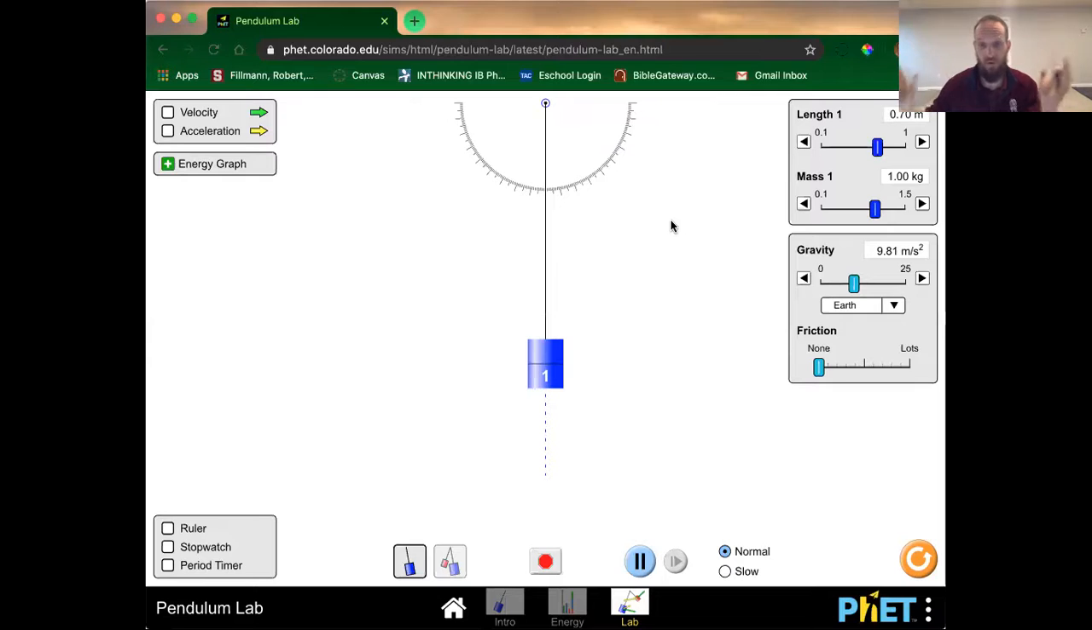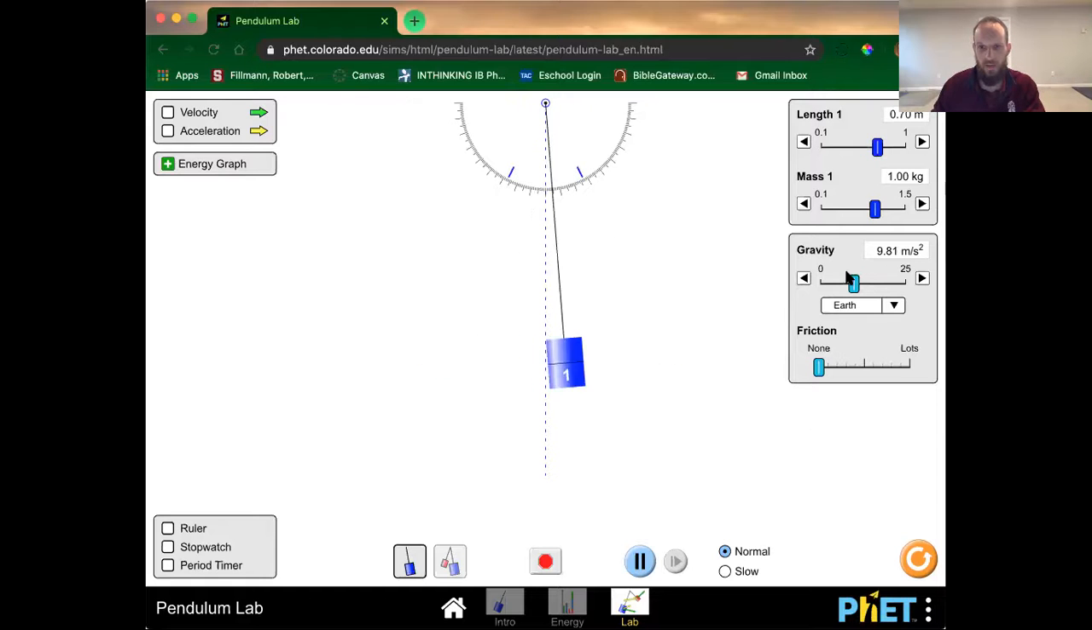Since we're virtual, I can't actually get a real pendulum out here, but we can see in the simulation the ability to create a pendulum. We have just a mass on the end of a rope, and I should be able to pull this thing back and let it go, and just like a real pendulum, it swings back and forth, oscillates back and forth according to the laws of physics.